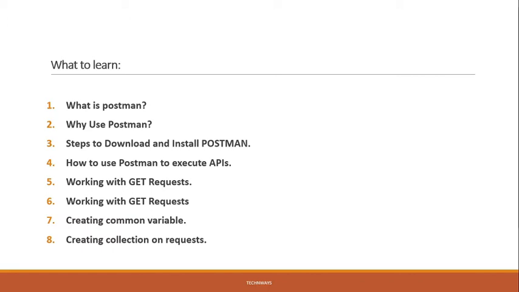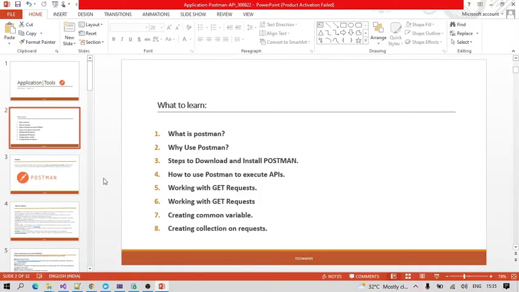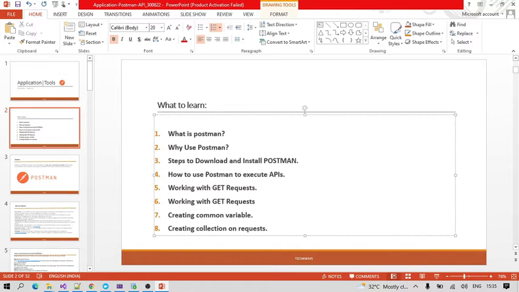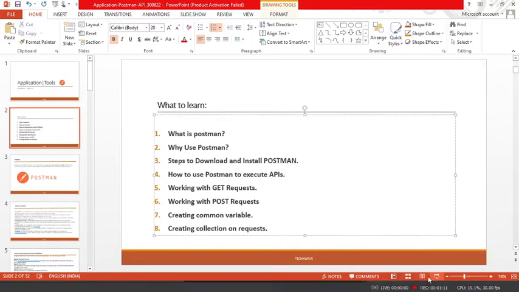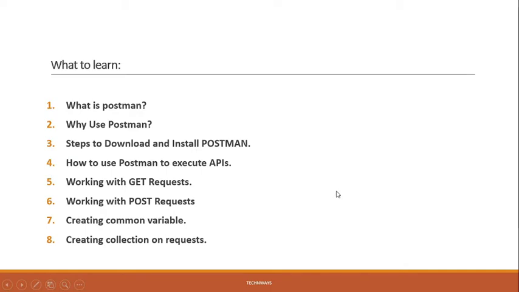Firstly, we are looking at what Postman is, why we use Postman, and how we can download and install Postman on our local system. How to use Postman to execute APIs: how to use a GET request in Postman, how to use a POST request in Postman, how to create a common variable in Postman, and how we can create a collection inside Postman.